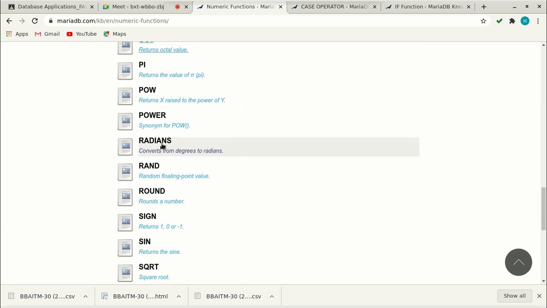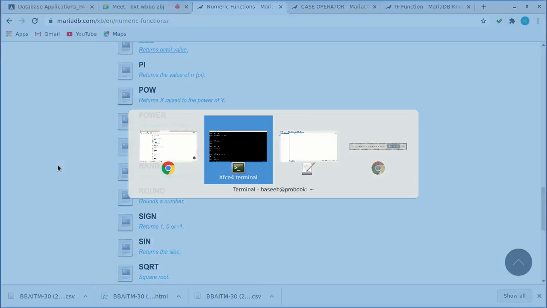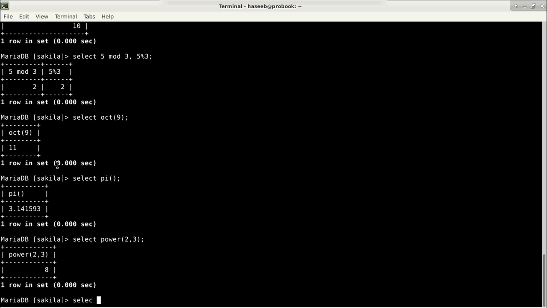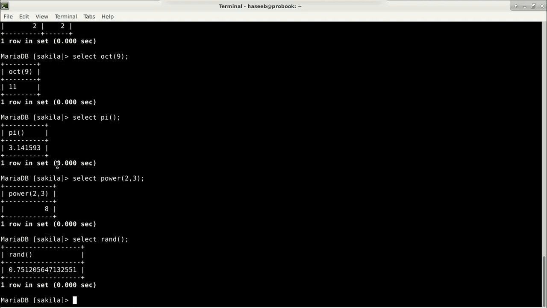Radians, I have already done it. Rand is an abbreviation of random. It returns a random number between 0 and 1, like select rand. So whenever you call this function, it will return a random value between 0 and 1. Now the question is how we can use it meaningfully.